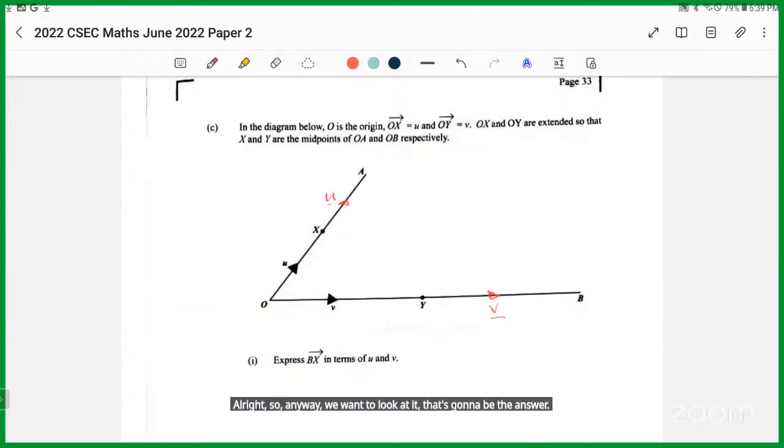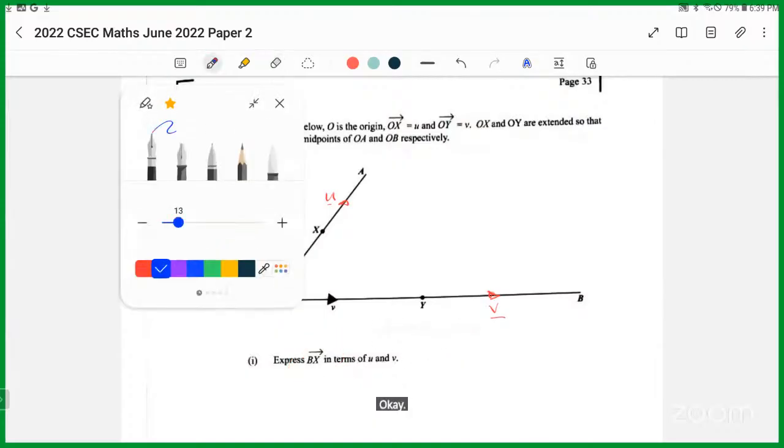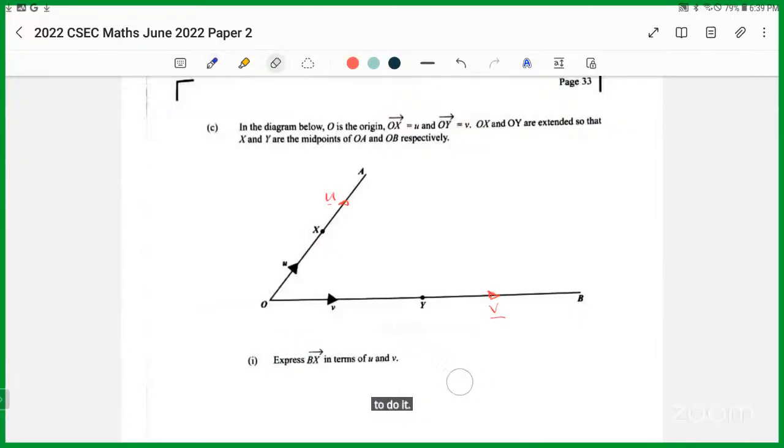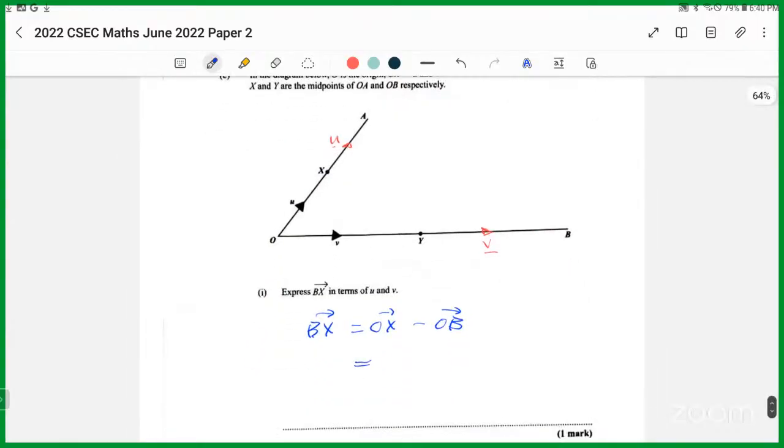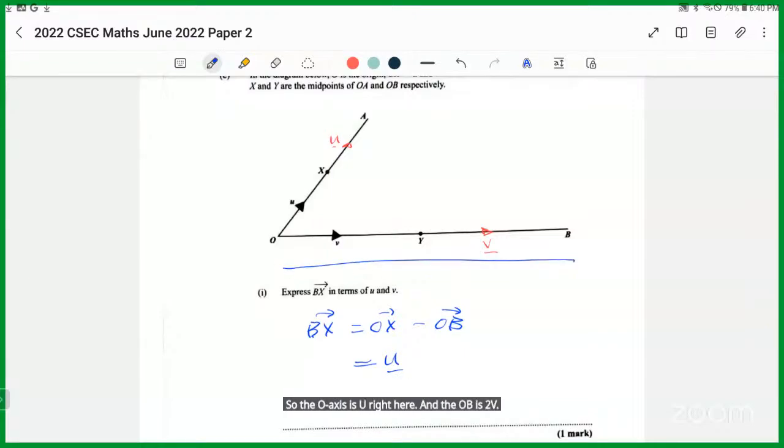We can use O times the last minus O times the first to do it, with those position vectors. So BX is OX minus OB. The OX is this U right here, and the OB is 2V, so minus 2V. So you see, three ways to look at it, and that is the answer.